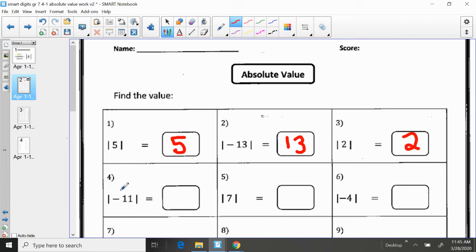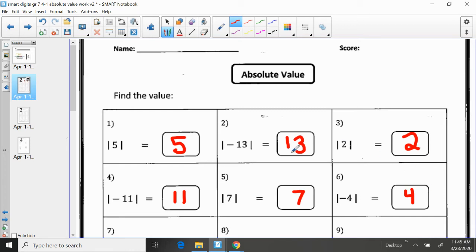Absolute value of negative 11. Oh, you weren't tricked because you said 11. Very good, you. You are smart as anything. Absolute value of 7. What is it? 7 is correct. You are a genius. And absolute value of negative 4 is 4.